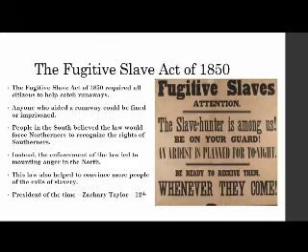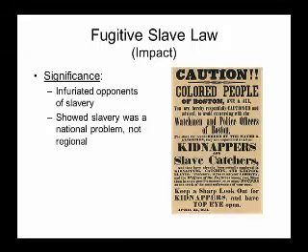People in the South believed the law would force northerners to recognize the rights of southerners. But instead, the enforcement of the law led to mounting anger in the North. This law also helped to convince more people of the evils of slavery. The Fugitive Slave Law infuriated opponents of slavery and showed slavery was a national problem, not a regional problem. Now, all these factors under slavery led to the Civil War.